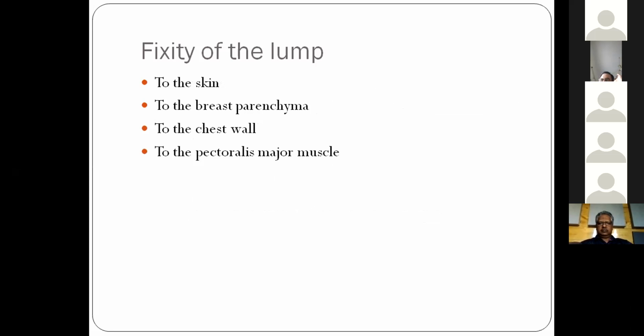Skin fixity is assessed in 2 or 3 ways, like, as I said, dimpling, puckering or tethering. This is one terminology, and fixity to the skin is another terminology.